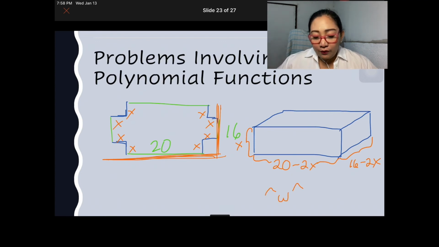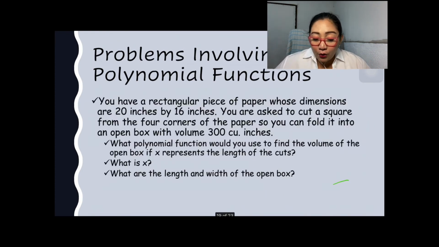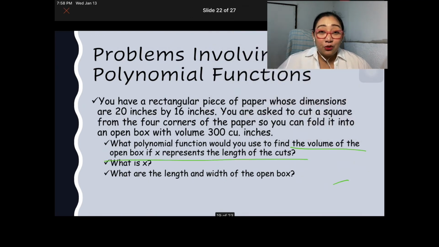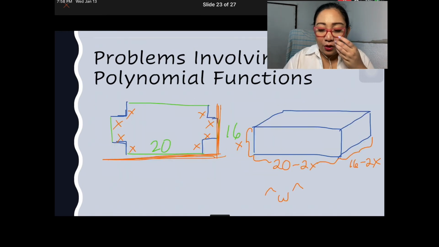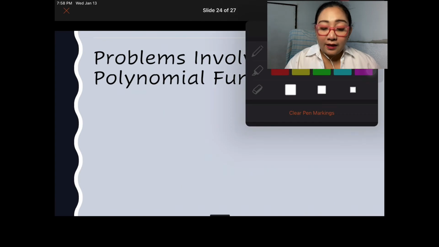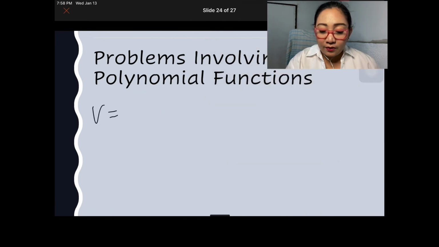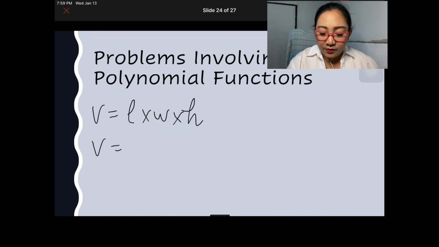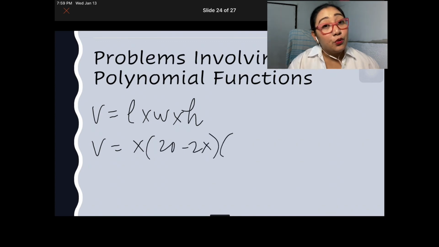So, after looking for that, let's look at the rest of the questions. What polynomial function would you use to find the volume of the open box? So, paano po bang mahahanap ang volume nito? Okay? Ano ba ang volume ng isang rectangular prism? Ang volume po ay imumultiply lang natin ang length times width times height. Tama? So, ang volume na yan ay x times 20 minus 2x times 16 minus 2x.